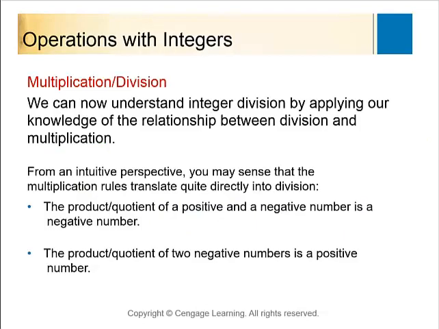Now, in looking at my multiplication and division rules, they are basically the same. If you have a positive and a negative number, that answer is negative, whether you're doing multiplication or division. If you have two negative numbers, that answer is positive. And I believe that's all of 4.1.